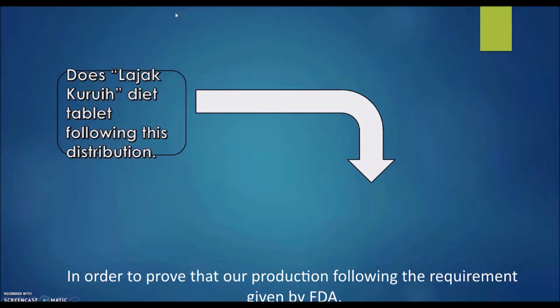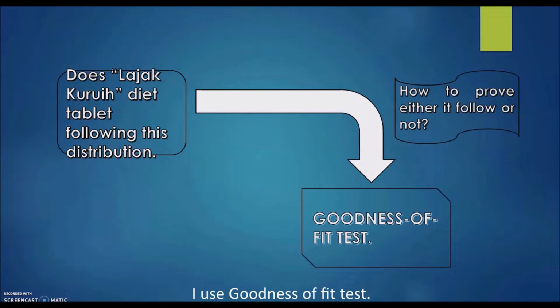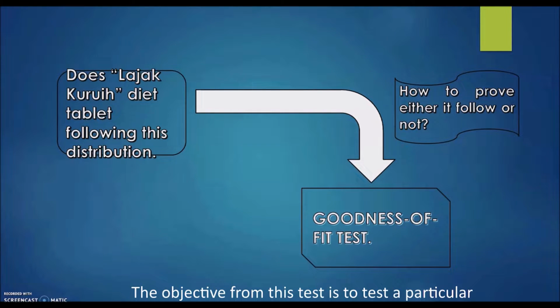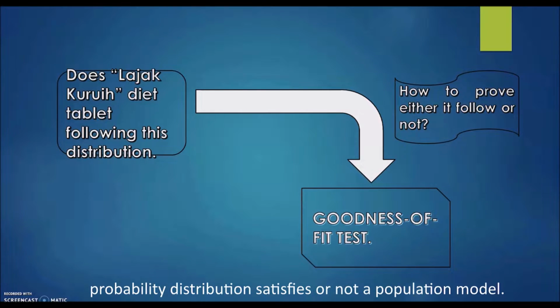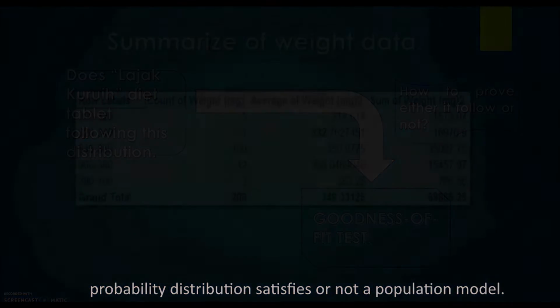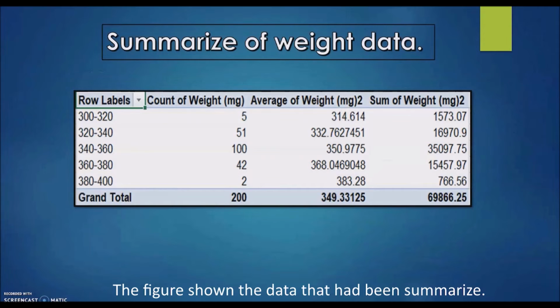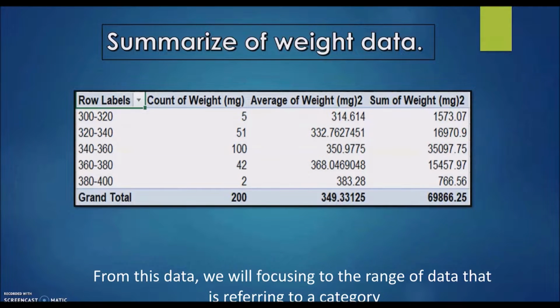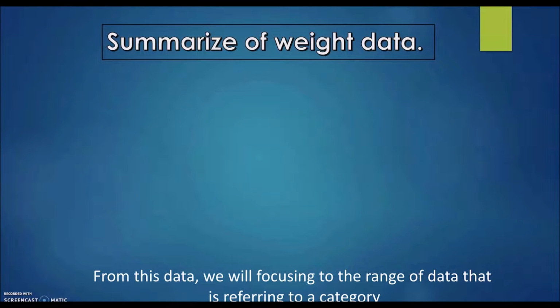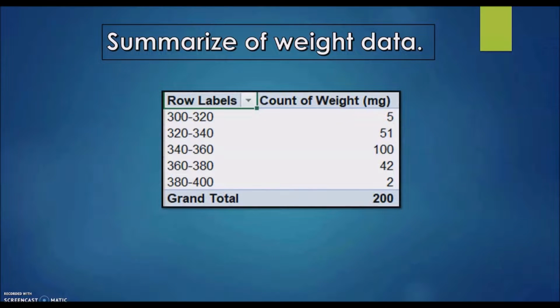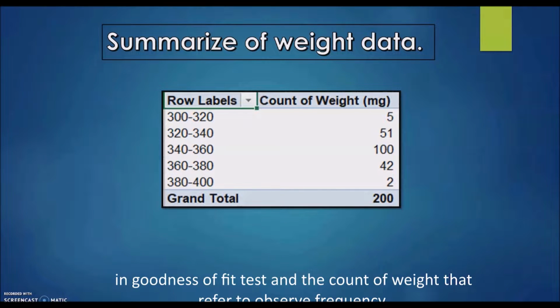In order to prove our production follows the requirement given by FDA, I used the goodness of fit test. The objective of this test is to test whether a particular probability distribution satisfies a population model or not. The figures show the data that had been summarized. From this data, we will focus on the range of data that refers to a category in goodness of fit test and the count of weight that refers to observed frequency.